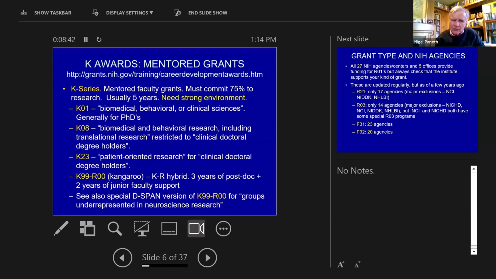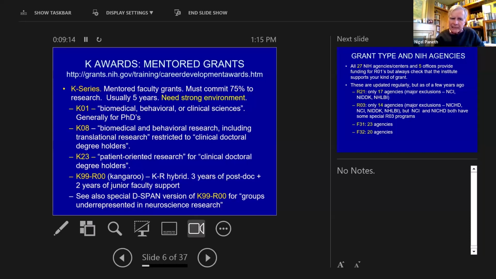About 20 years ago, or maybe a little less than that, the NIH came up with the K99/R00, which reminds people of the word kangaroo for some reason. So it's a hybrid between a K and an R, because you get 3 years of postdoc support and 2 years of faculty support. So you write basically a training grant and a kind of R01, an early R01. This is a very nice thing to have. I know some people have it. I think we have somebody in our epi department with one of those.